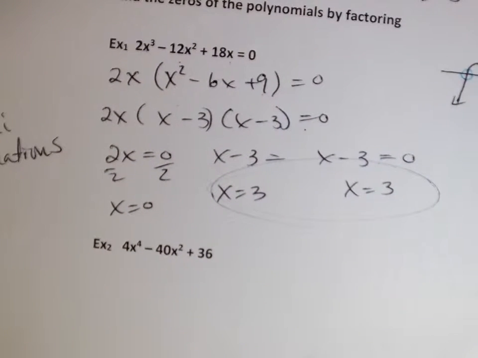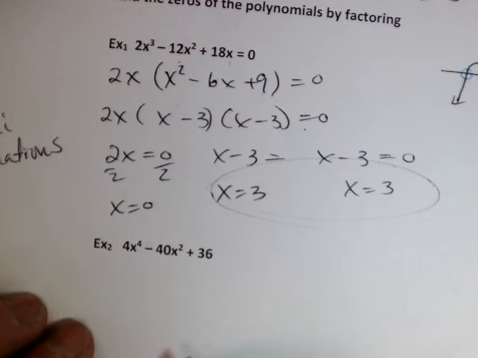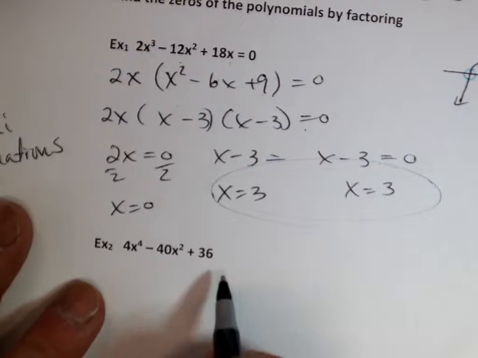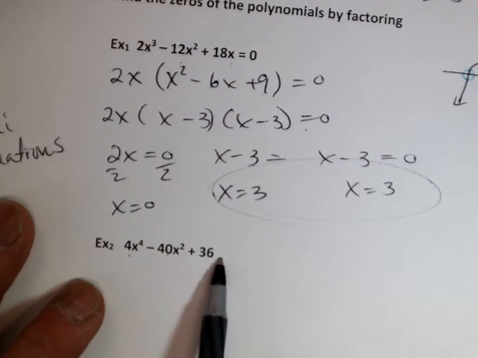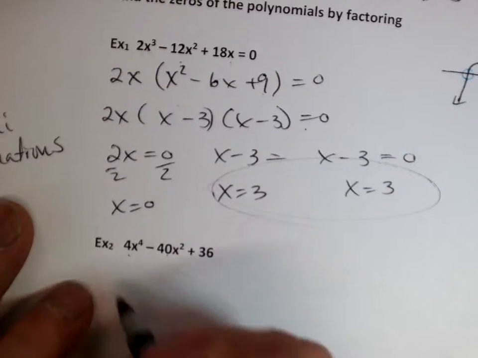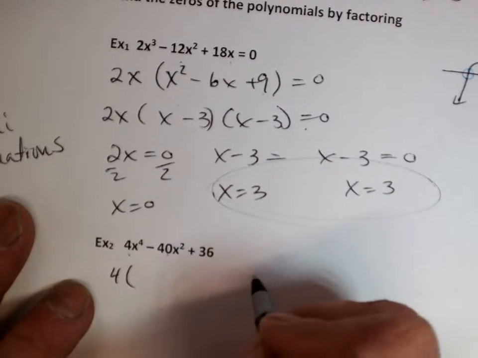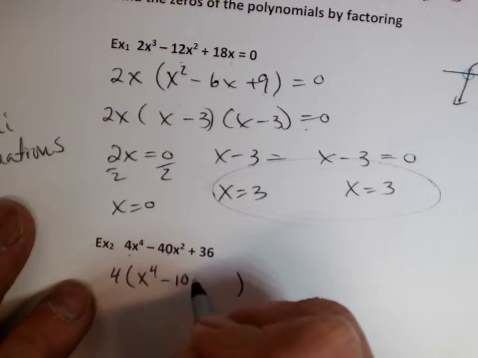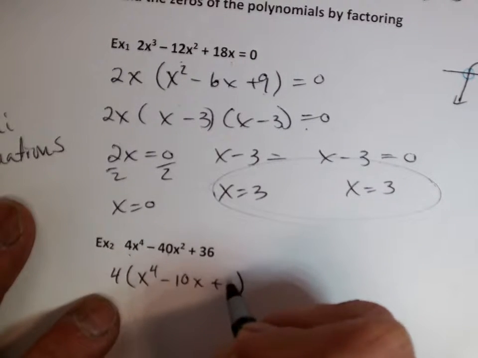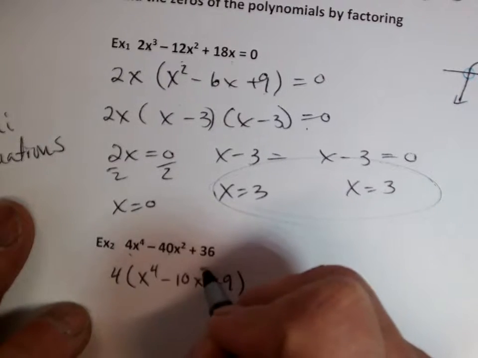Example 2. How many answers? How many zeros? There's got to be 4. Everybody agree? Okay, so let's factor. First of all, I see they have a common multiple of 4. You guys okay with that? If I take out a 4, I'd have x to the 4th minus 10x squared plus 9.